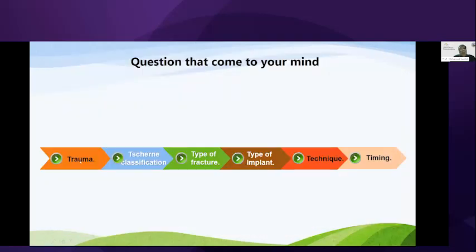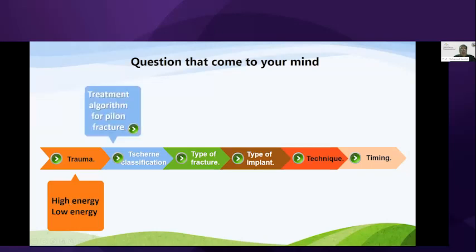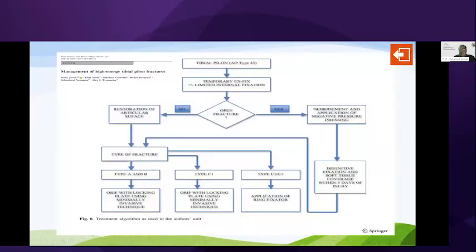There are a lot of questions that come to our mind in treating pelvic fracture. If we consider the trauma, we must know the type of injury, either high energy or low energy. According to soft tissue classification, we can choose this algorithm. If the fracture is open, we can do debridement and the application of negative pressure dressing and then external fixation, or if closed, we can restore according to the type of fracture we can manage.